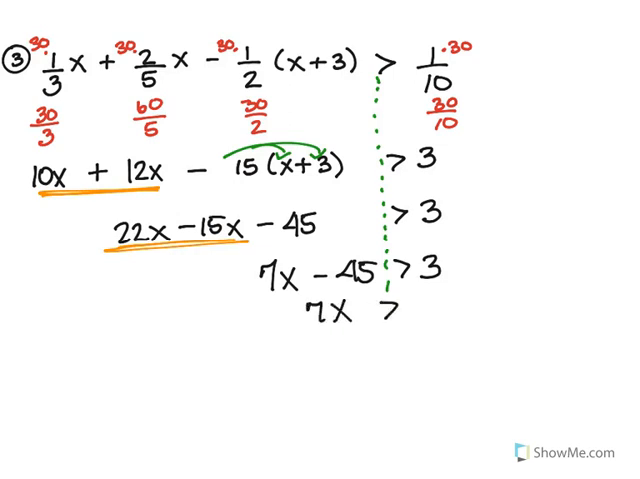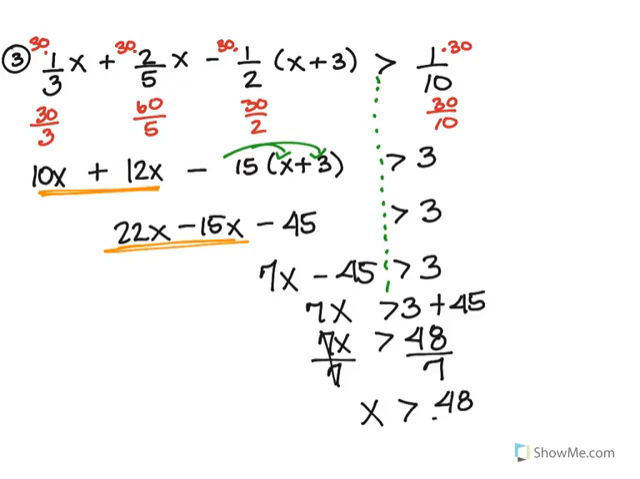Then I'm going to add 45, and that's going to make 48. Then I divide by 7. X is greater than 48 over 7. And don't do any decimals. Keep it as an improper fraction. It doesn't reduce. Always check to make sure it doesn't reduce, but it doesn't. So that's our answer.